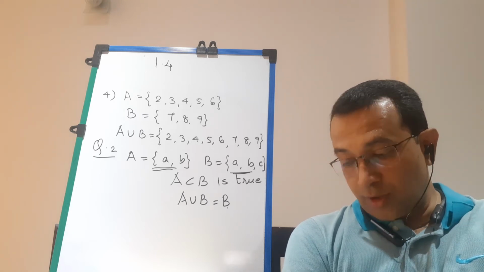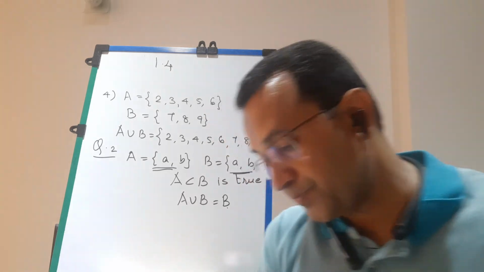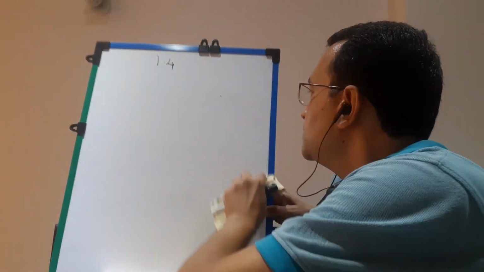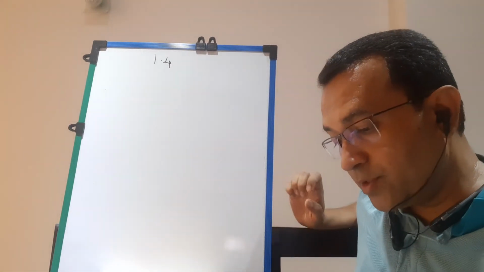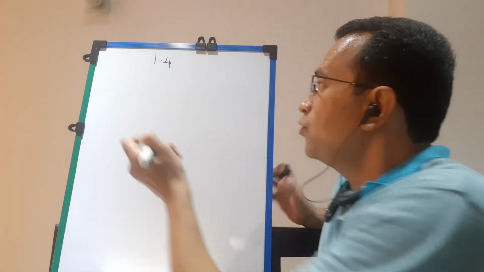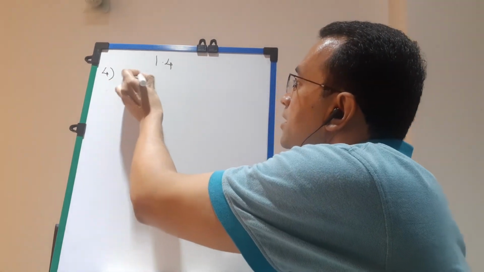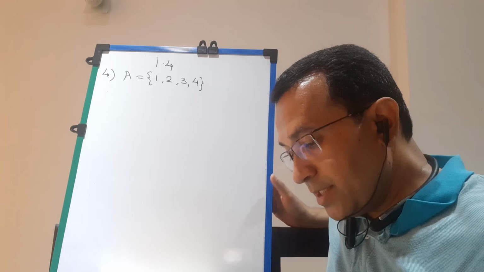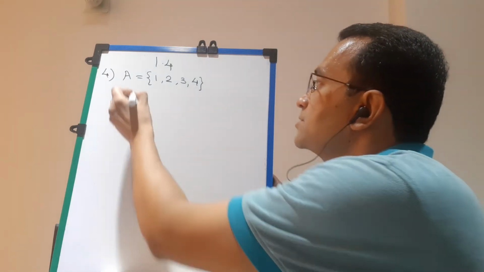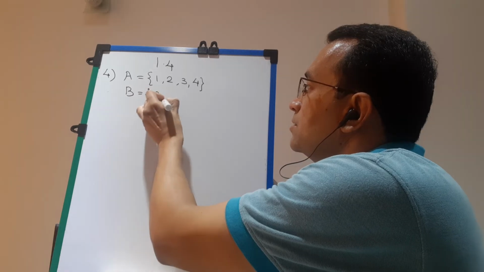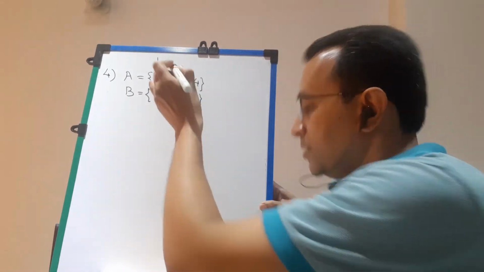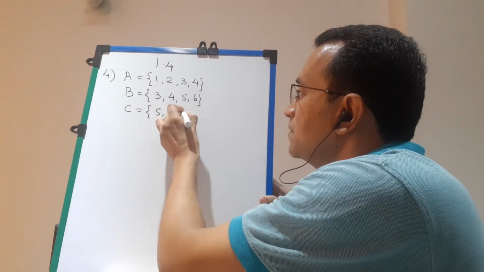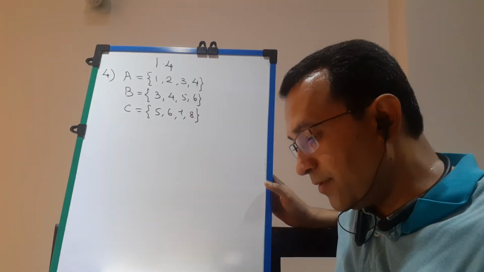Now students, question 4. Let us do question 4. Exercise 1.4. Set A is the set of elements 1, 2, 3, 4. Set B is the set of elements 3, 4, 5, 6. And set C is 5, 6, 7, 8. And set D is 7, 8, 9, 10.